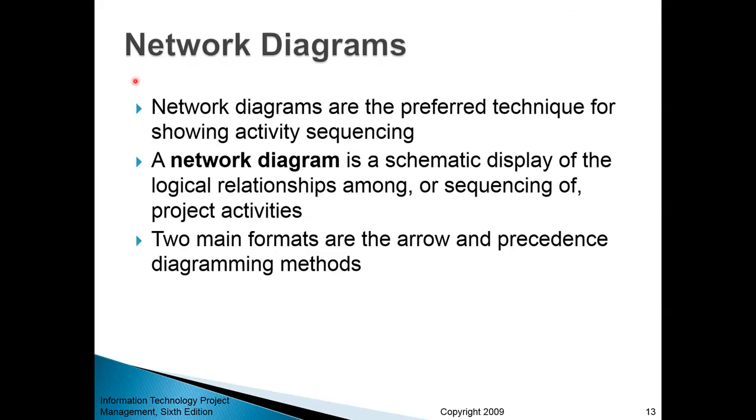Activities are often sequenced and visualized using the so-called network diagrams. This is a preferred technique for showing activity sequencing. A network diagram is a schematic display of the logical relationships among activities, or the sequence of those activities, or both. Both the logical relationships between different tasks and activities, and the sequence of those activities. There are two main formats for creating network diagrams, two popular formats. One is the so-called arrow method, and the second one is the precedence diagramming method, and we'll look briefly at both.